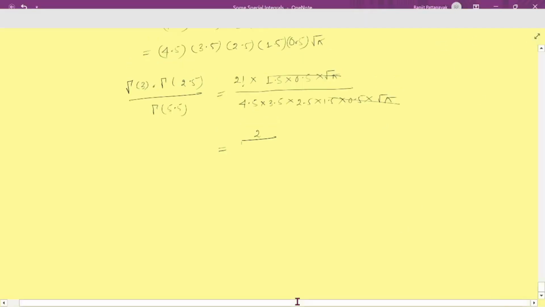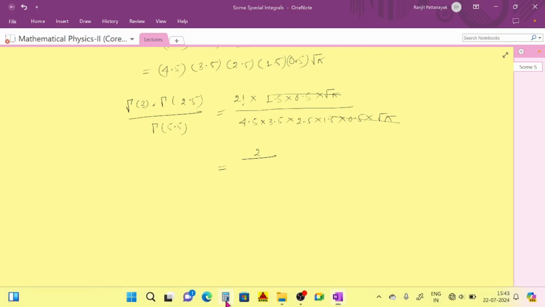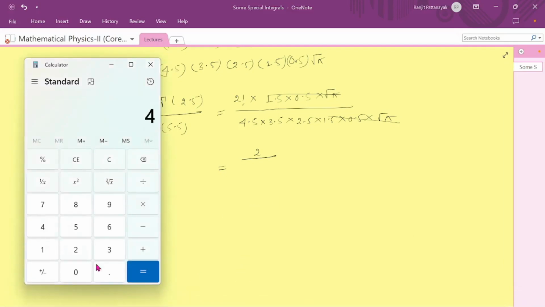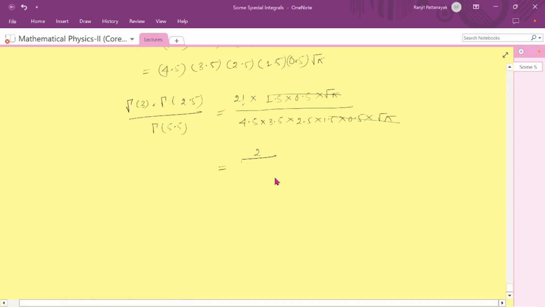If I multiply, 4.5 into 3.5 into 2.5 will be equal to 39.375. So 39.375 is your answer.